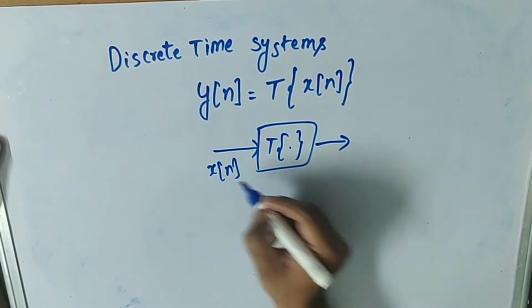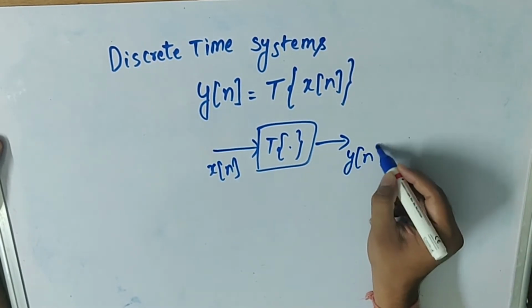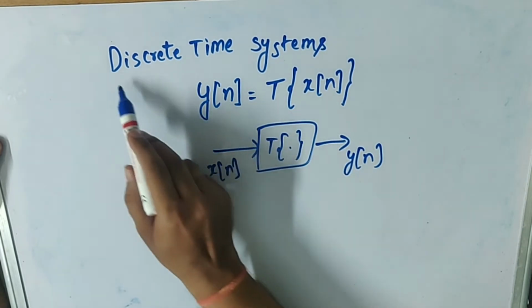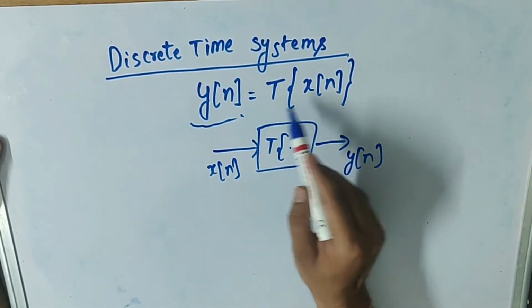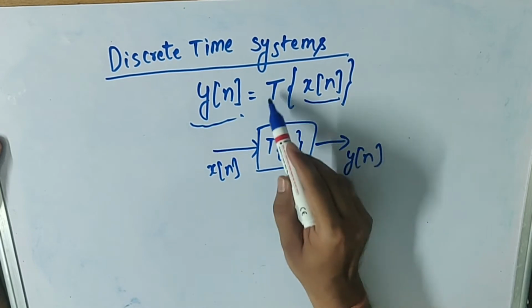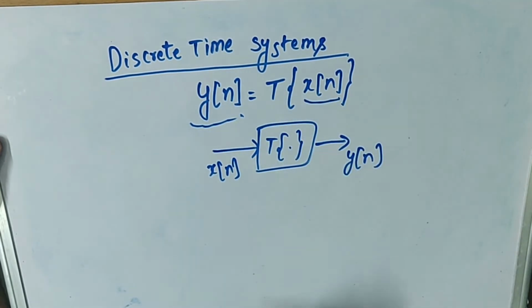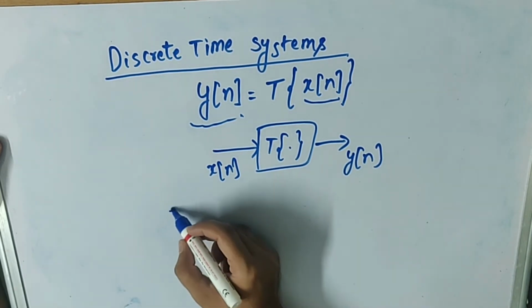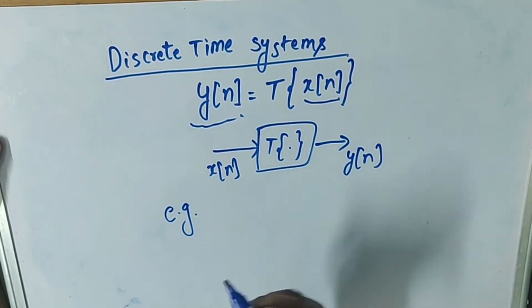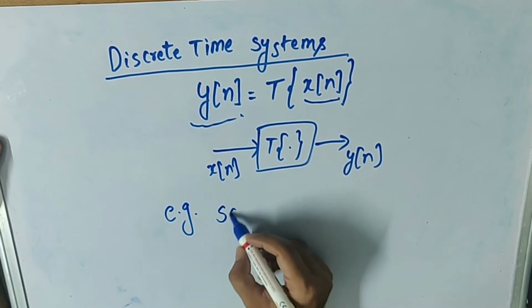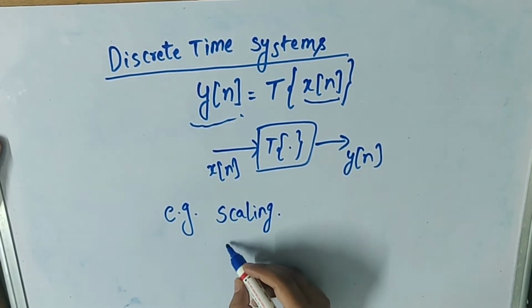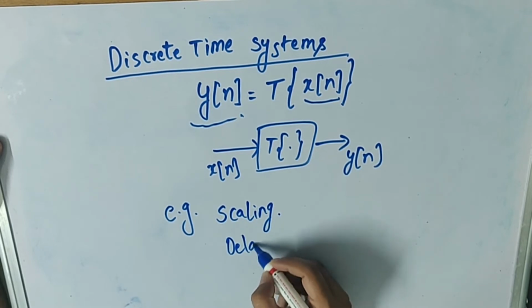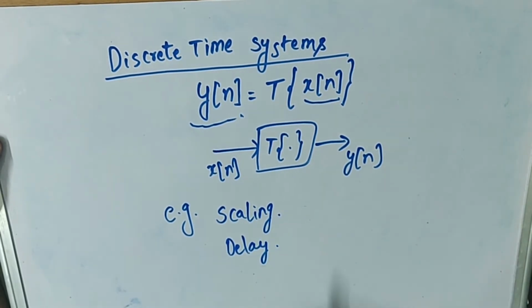This is the input x[n], this is the output y[n]. So for a discrete time system, output y[n] is related to input x[n] with a function which we can call T. Examples of this function T can be, let's assume, scaling, delay and so on.